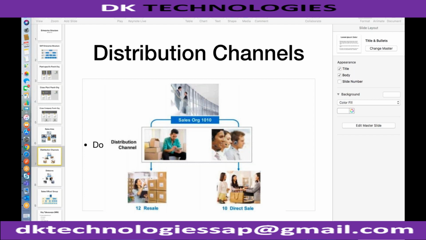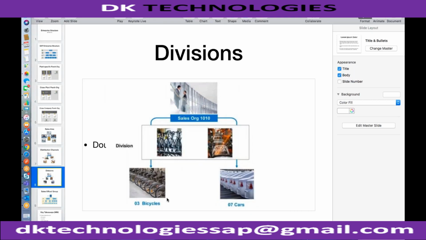So this example I'm taking is from SAP itself. You can see the distribution channel is resale and direct sale. Division, what are the divisions here? You can see divisions are the product lines. So this company is manufacturing cycles, and they are manufacturing cars also. Maybe just for example, or maybe they are selling instead of manufacturing, we can say selling. So they have two divisions. One is selling the bicycles, second is selling the cars. Take an example of Amazon itself. They are selling small products and larger products also. So they can consider this as a division.